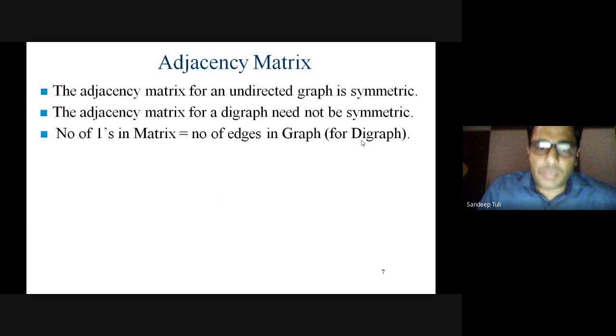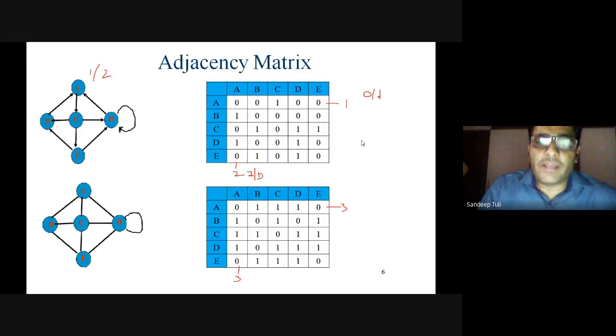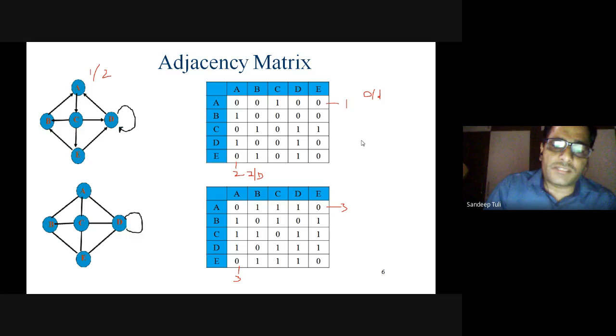Number of ones in the matrix, number of edges in the graph. It is for directed graph. Now for undirected graph, you just count the number of ones and number of edges.